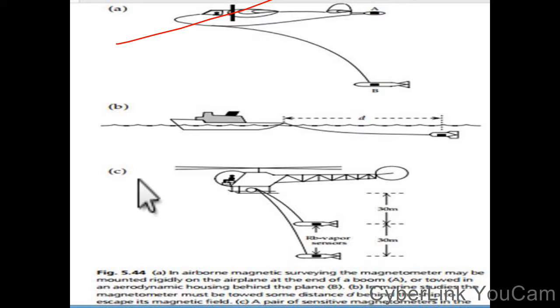In an airborne magnetic survey, the magnetometer may be mounted rigidly at the end of a boom on the aircraft.